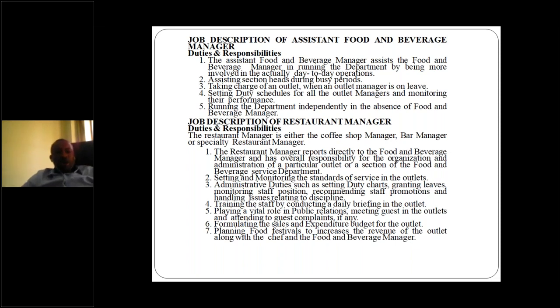Also, he plays a vital role in public relations. That means if there are people from outside visiting the organization, he's also responsible for public relations. Guests are coming to the organization to have a meeting, or for business, or there are complaints, or there are issues here and there. So he or she is responsible for that. Again, he or she is responsible for planning food festivals to increase the revenue of the outlet, along with the chef and the food and beverage manager. So they can plan a festival.